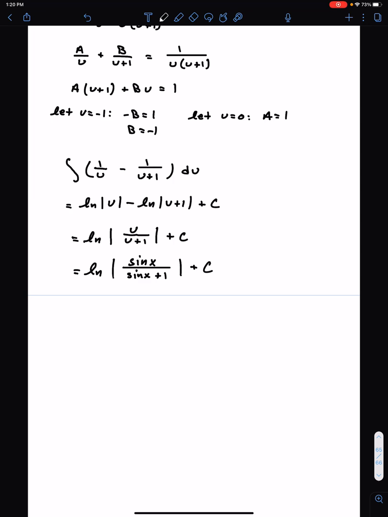So sometimes a substitution is required before some sort of partial fraction decomposition. But if the degree of the numerator is bigger than the bottom, then you are forced to long divide.